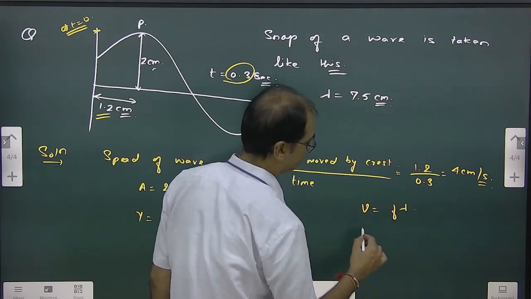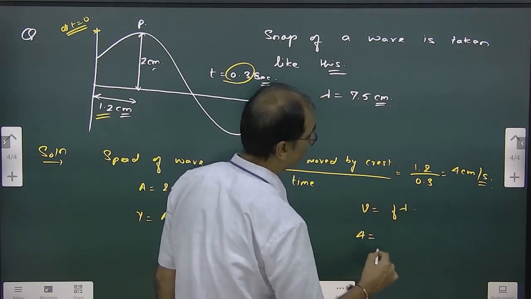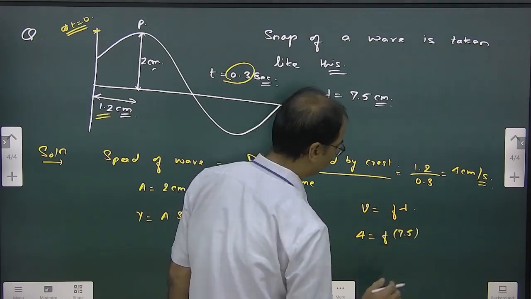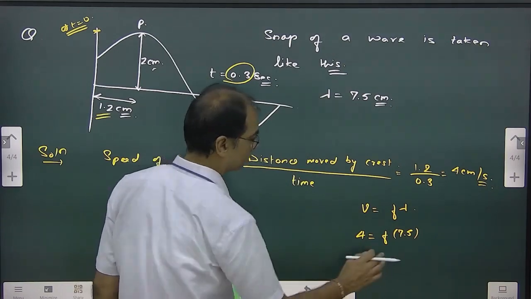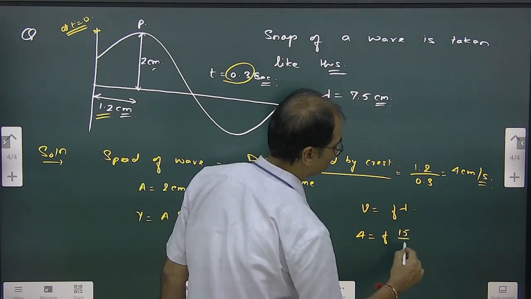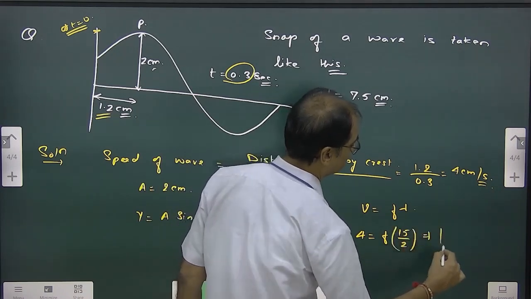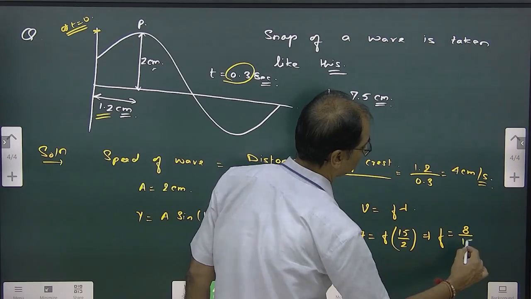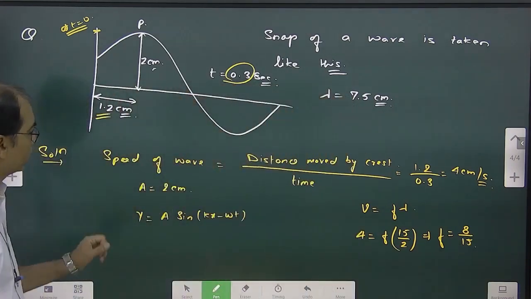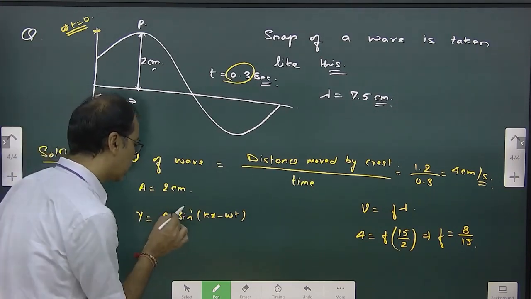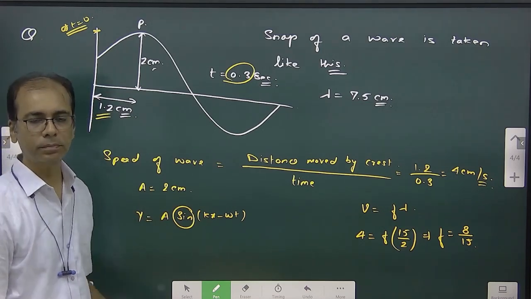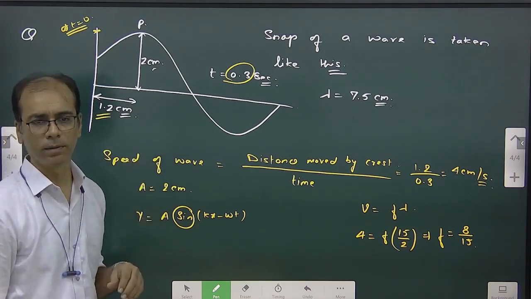Speed is 4 and wavelength is 7.5. 7.5 means 15 by 2. So 15 by 2. So frequency is 8 by 15. So frequency also we have. Okay. Now we have to see whether this sine function is correct or not correct. Initial phase is there or not there?